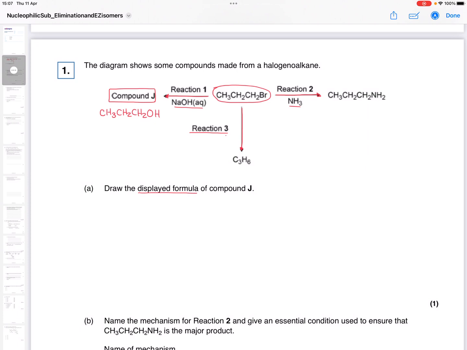Crucially, the question asks for a displayed formula, so it must show every bond. So let's draw that out now carefully. 1, 2, 3 carbons, then the O, then the H. Let's fill in all the remaining hydrogen atoms as well.